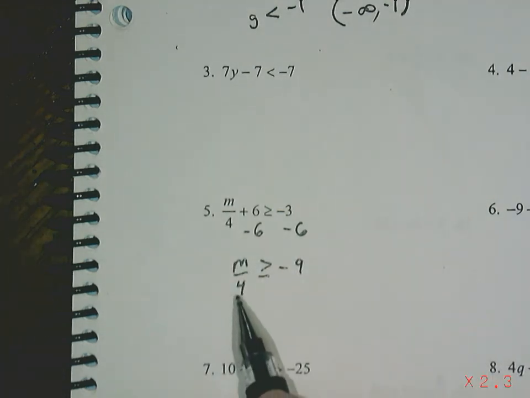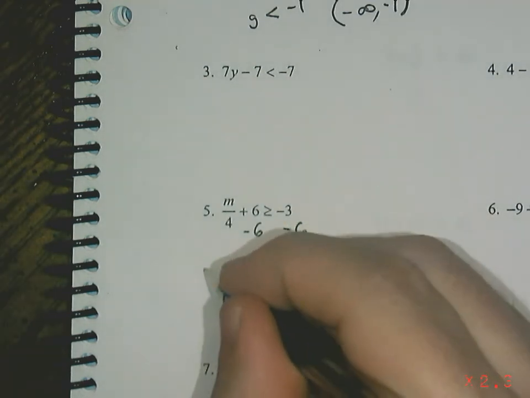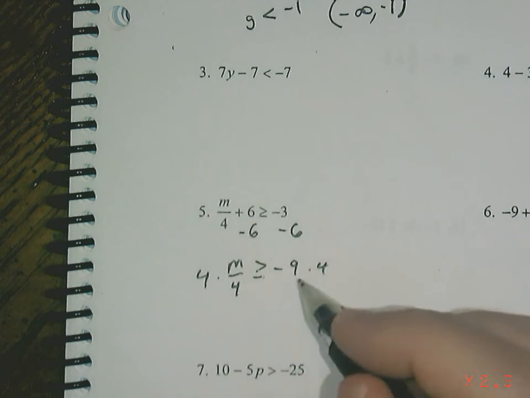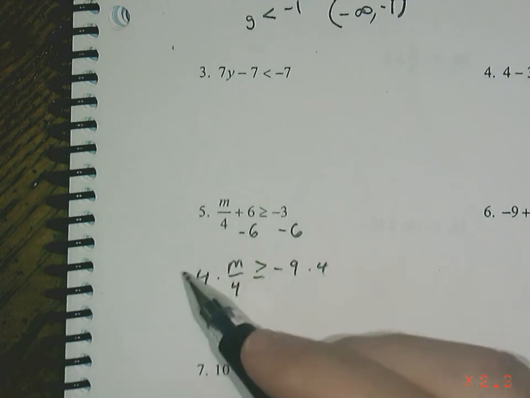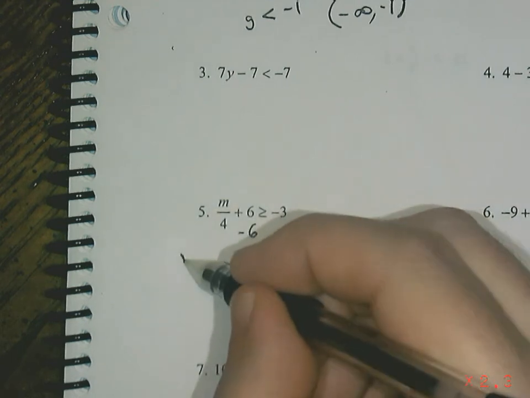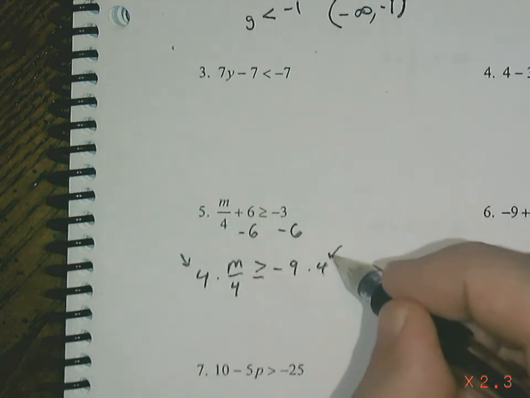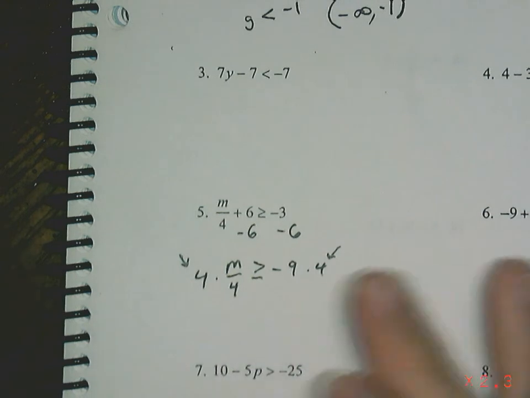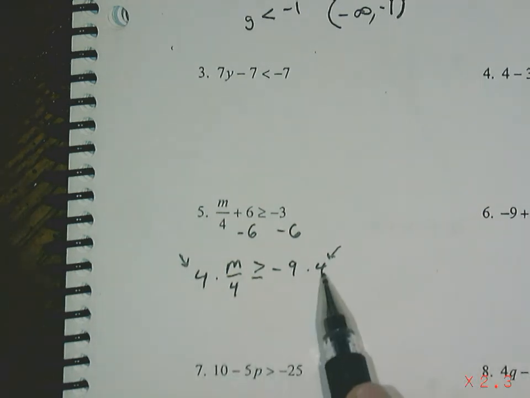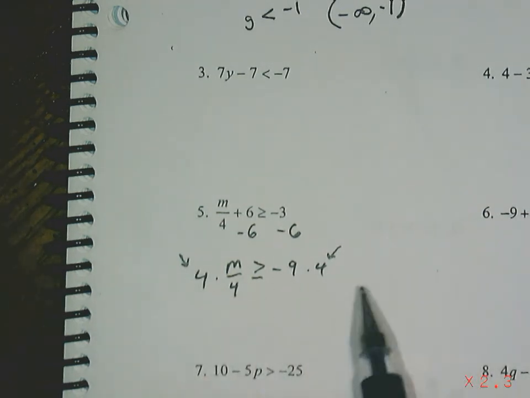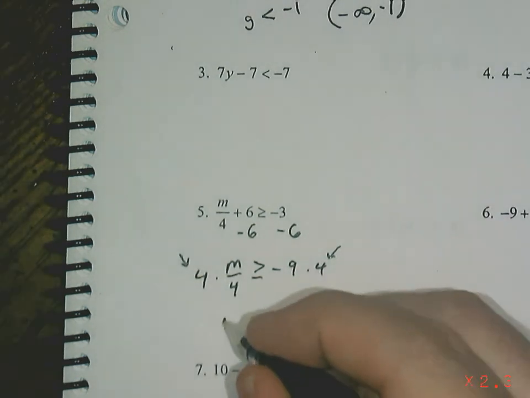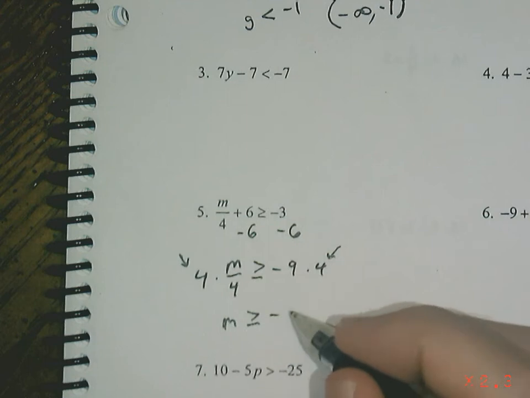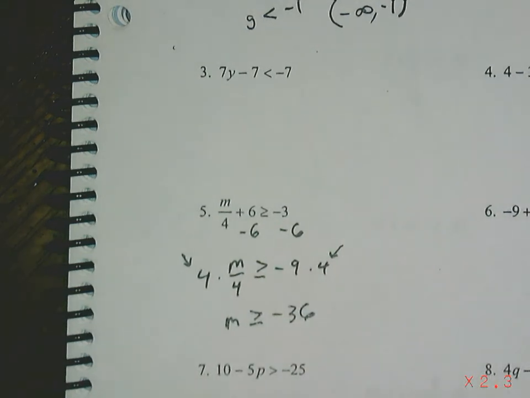Okay. Then I've got to multiply to get rid of my best friend. So I multiply him out the door. And this side's negative, right? But again, it matters what this number is. Is this negative? No. So the sign is not going to flip. Only if this number that's going to each side is negative does it flip. So it's going to stay as greater than or equal to negative 36.